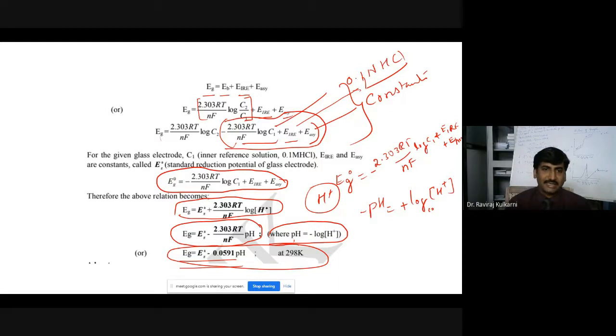If they ask in the examination, what is glass electrode? Okay, define. They may ask define ion selective electrode.